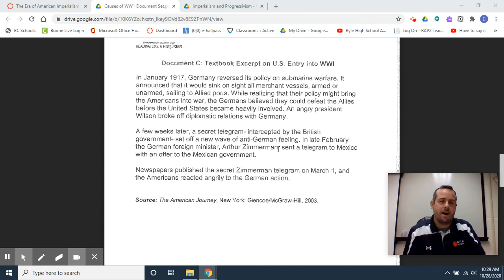This Zimmermann telegram was actually intercepted by the British and shared with us, and it really makes Americans angry, leads to us going to war. Mexico never really becomes a factor in that decision or in the war, but it definitely helped hype Americans up against Germany. This was called the Zimmermann Note or the Zimmermann Telegram.